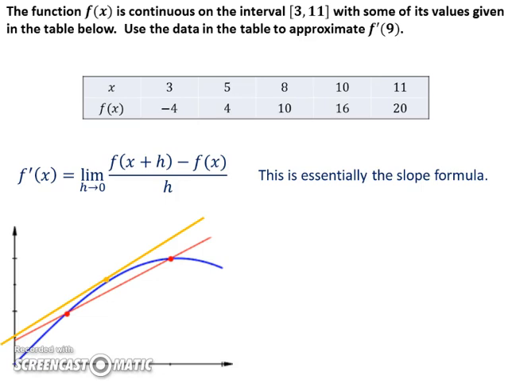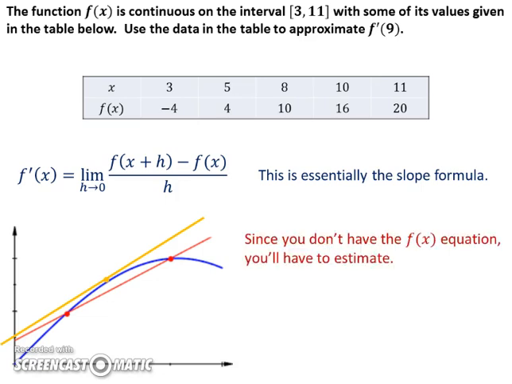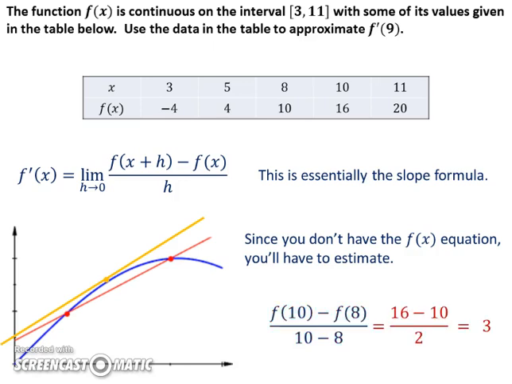Okay, so it's the slope formula. We don't have anything to actually use except for an estimate, and the closest estimate we can make is between 10 and 8 here. So this is just like the last problem where we're just going to have to use a slope formula and find our closest 2 points to get to the 9. The closer to the 9 that we can get, the better. So that would just be 16 minus 10 over 2. Okay, next one.